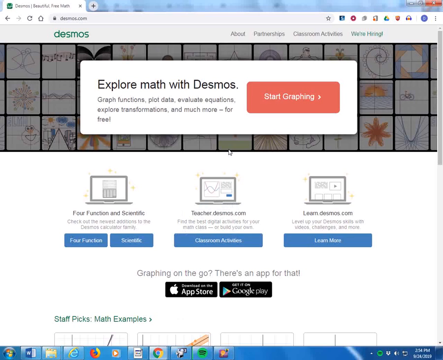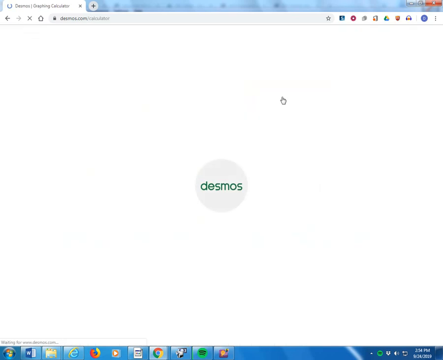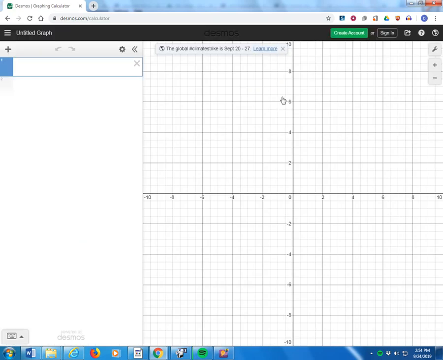I want everybody to go to Desmos. It'll take you a second. There should be a link on the Canvas homepage. I have a bookmark. Everybody there? You're going to click Start Graphing. Clear whatever you've got in there. Everybody have what my screen is showing?